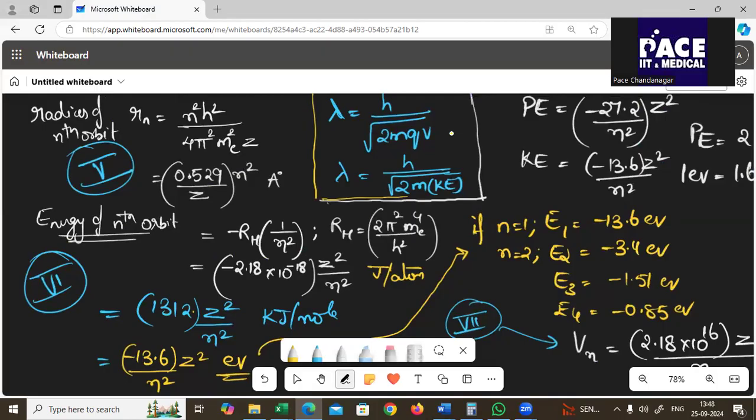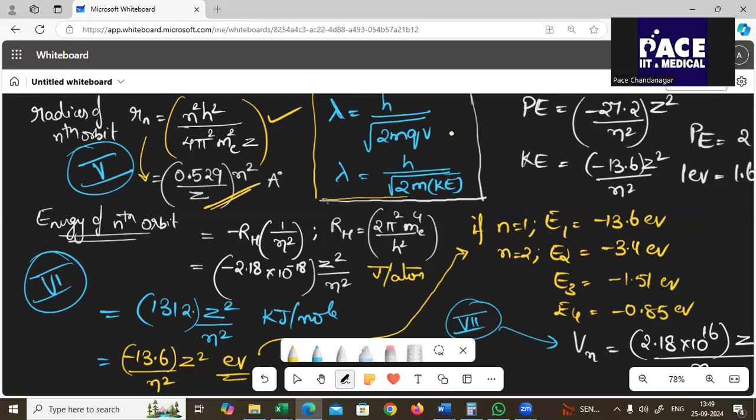Whenever we talk about the radius of the nth orbit in any given atom, the radius is equal to n square h square by 4 pi square m e square into z. Do remember these, and in case a direct question is asked, you can use that. Otherwise, for any numericals, use 0.529 n square by z Angstroms. An Angstrom is 10 to the power minus 10 meters. So the radius is given in this, or you can use 52.9 n square by z picometers, or remember it as 0.529. It is always easy for your calculations.